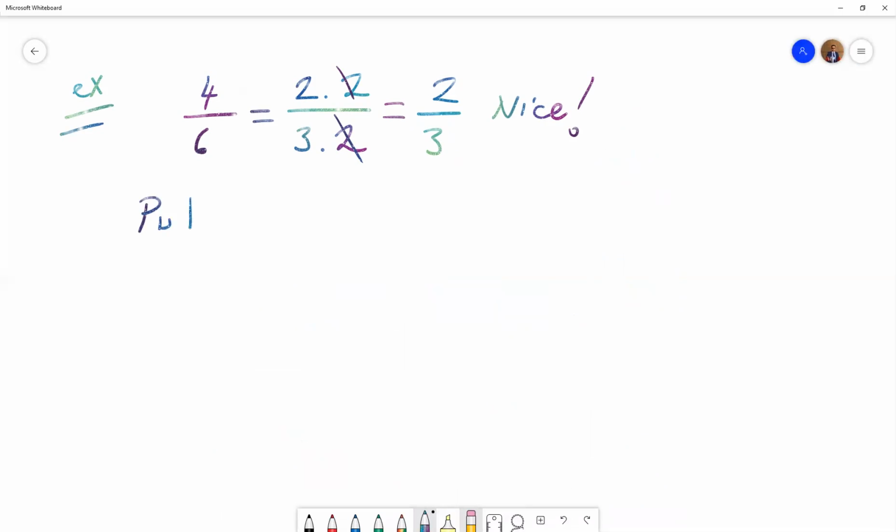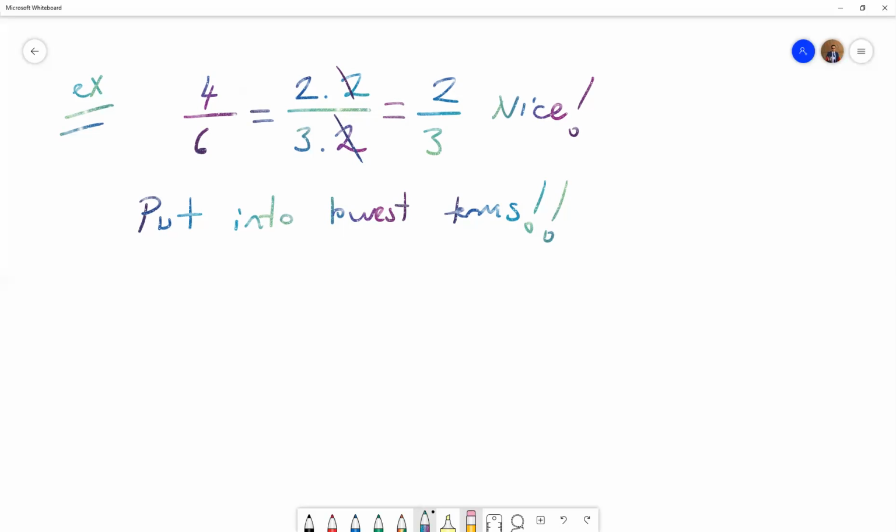What do we do here? We put it into lowest terms. It's better to understand, or better to solve equations. So we try to put fractions into lowest terms, so we find the solution easily.